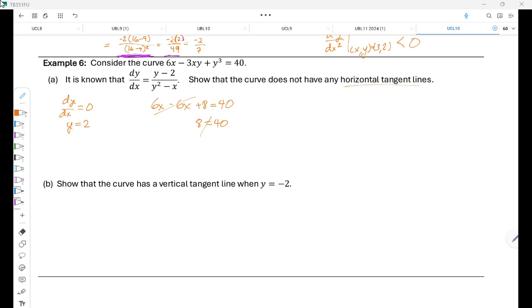The only way that this could have a horizontal tangent line would be if 8 equals 40. And last time I checked, 8 doesn't equal 40. Might just make a conclusion. There are no points on the curve with a y value of 2.